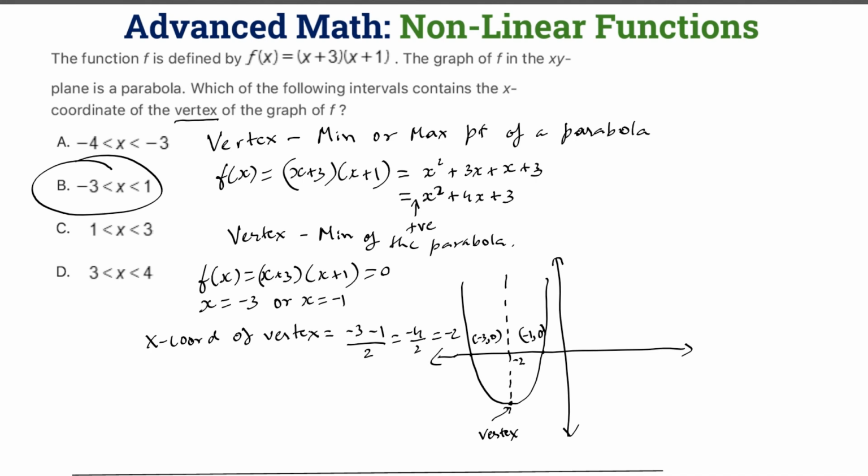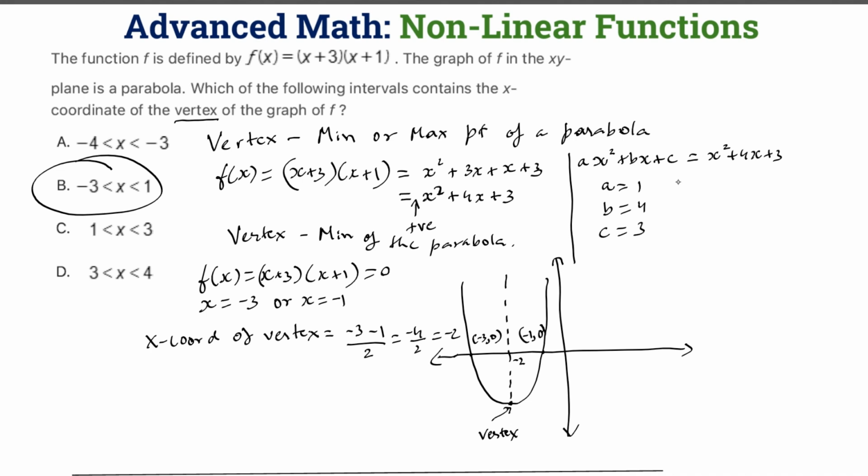Another way to find the x coordinate of the vertex is by knowing that the quadratic equation ax squared plus bx plus c is here going to be equal to x squared plus 4x plus 3. And so a is going to be 1, b is going to be equal to 4, and c is going to be equal to 3.